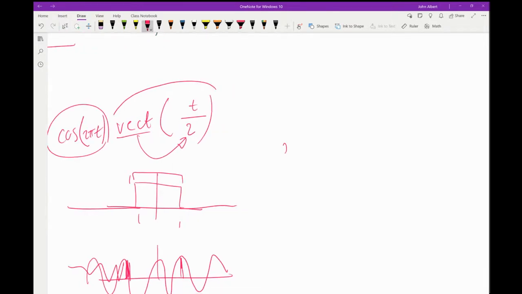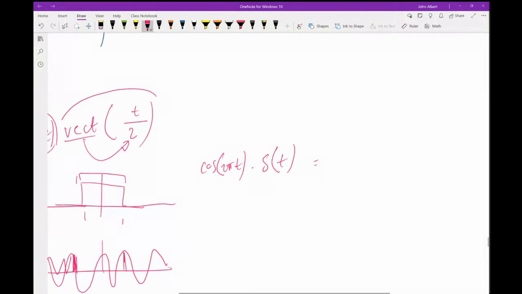If I have f of t, let's take the cosine as an example. Cosine 2 pi t. If I multiply this by delta of t, what does this do? What is the value of this for all values of t except for 0? What is it equal to? 0. This is the definition of the unit impulse function, isn't it? It's equal to 0 everywhere except for t equal to 0. So I know that the product of those two will be 0 everywhere.